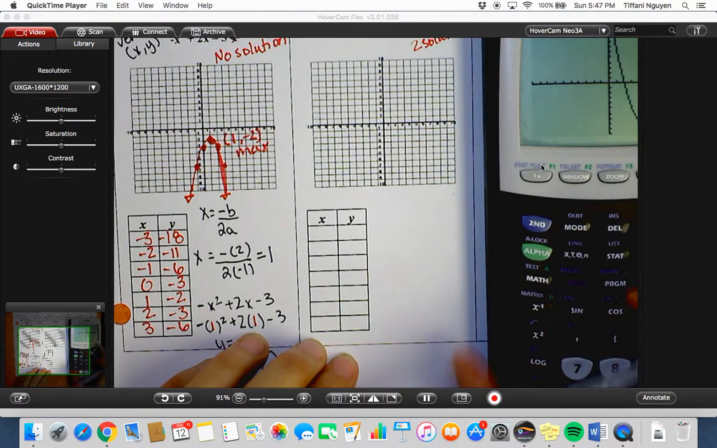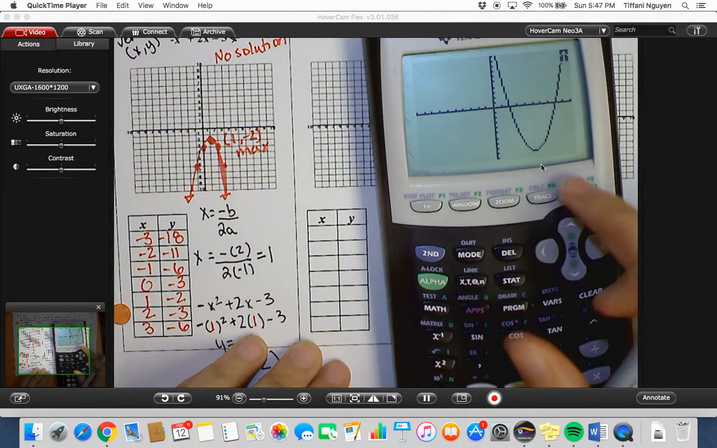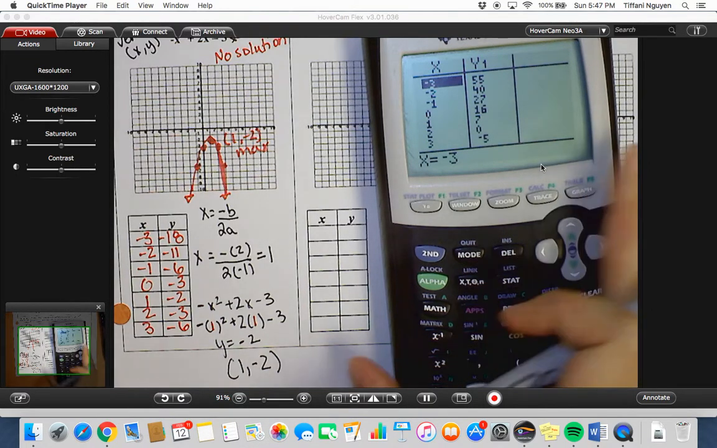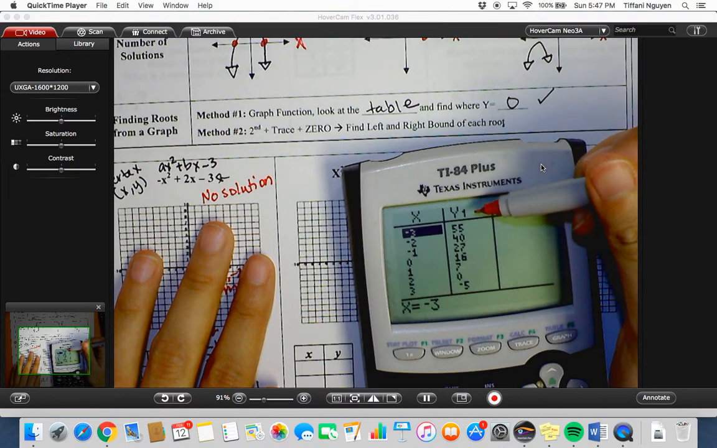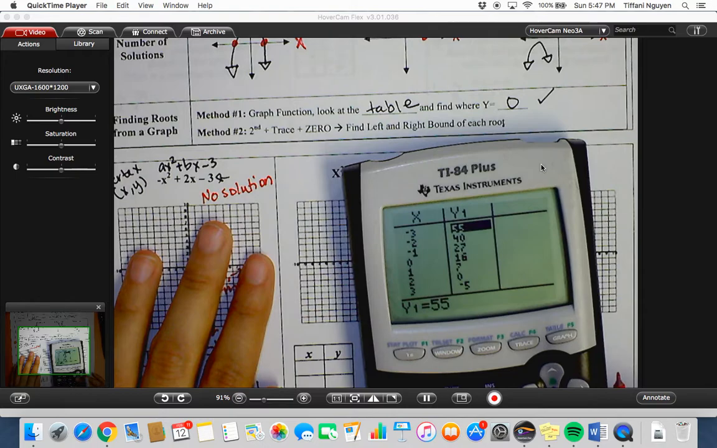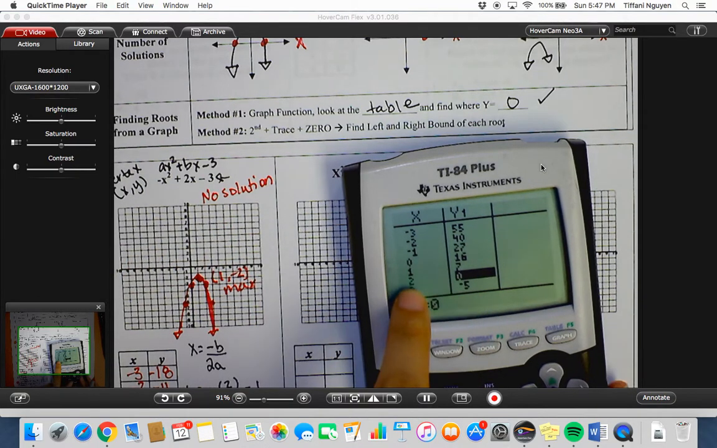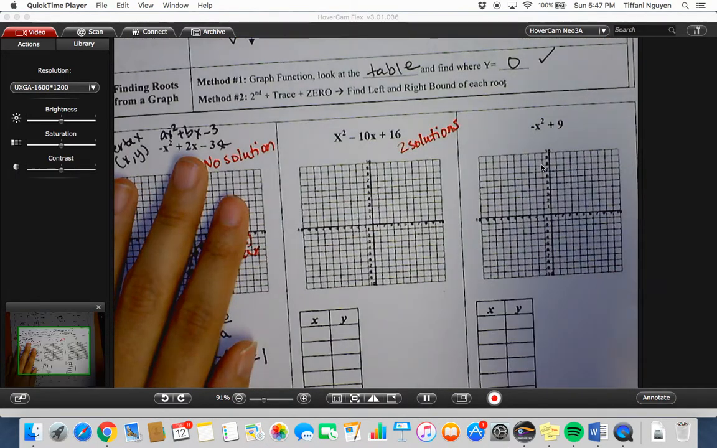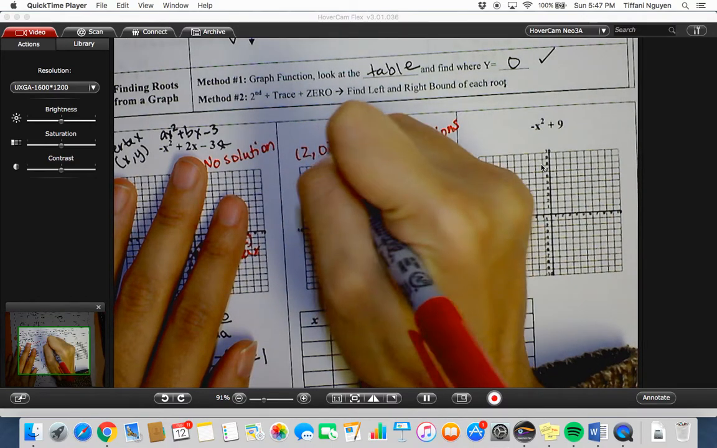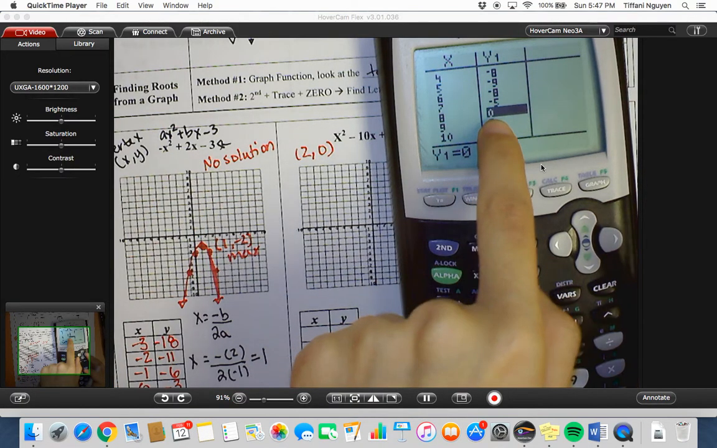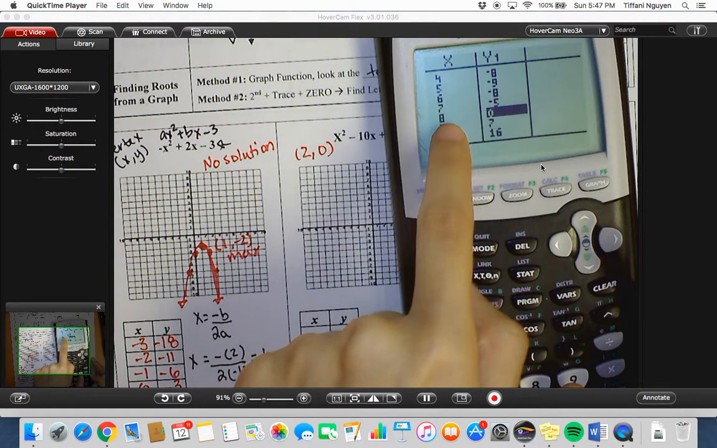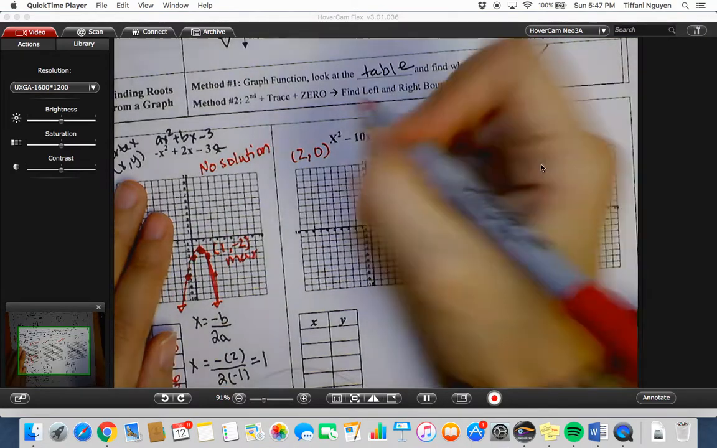I'm going to click second table, and that gives me the table. Remember, I want to find where y equals 0. So look at your y value, your f of x value, and we want to find where y equals 0. Here's 2, 0. That's going to be one solution. Let's go down to see if there's another one. Oh, right here, there's another 0. So my second solution is 8, 0.